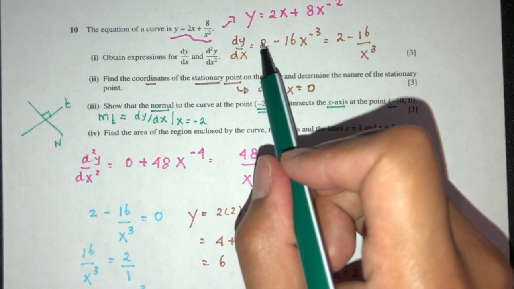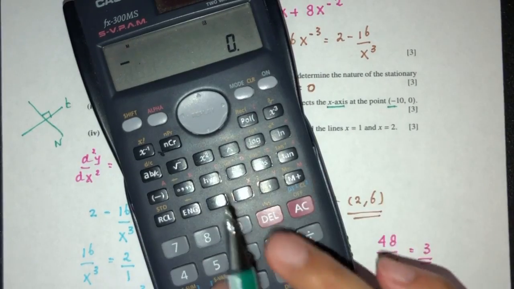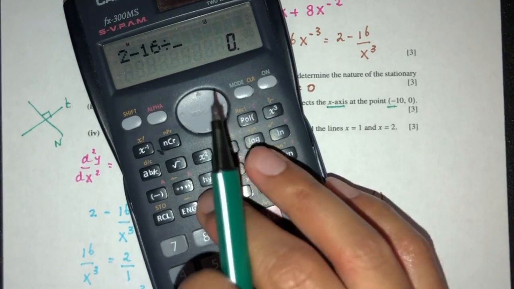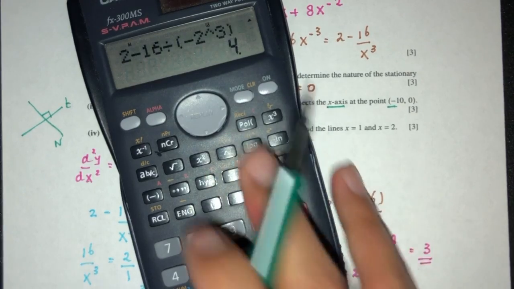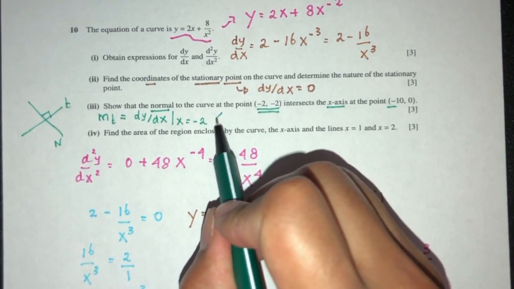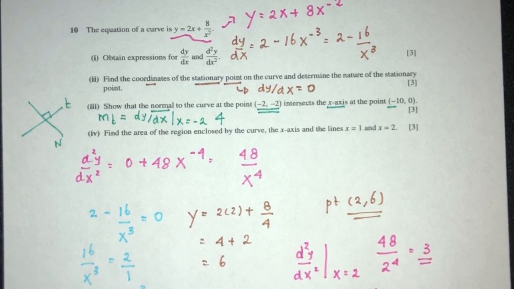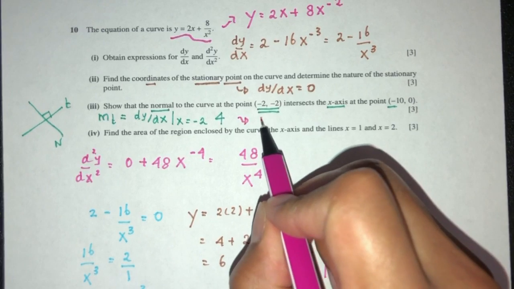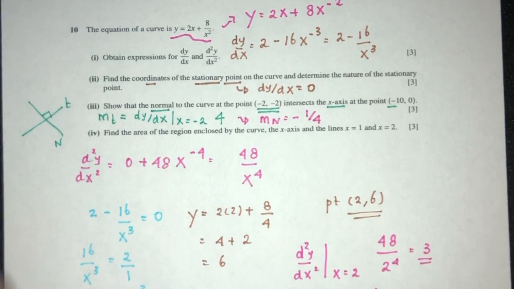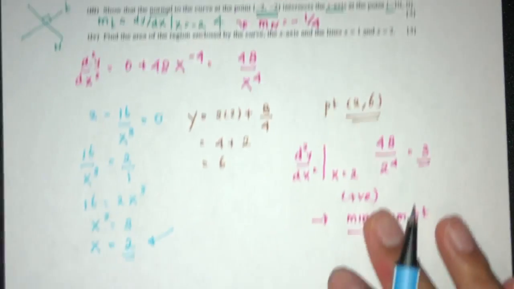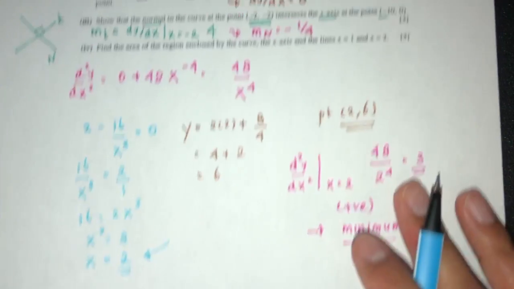Replace, you will have what here? So here we have 2 minus 16 divided by minus 2 power 3. That should be the value of 4. Right, that will be the gradient of the tangent. Now from this, we can derive the gradient of the normal should be minus 1 over 4. Okay, now moving on, we can find the equation of the normal.